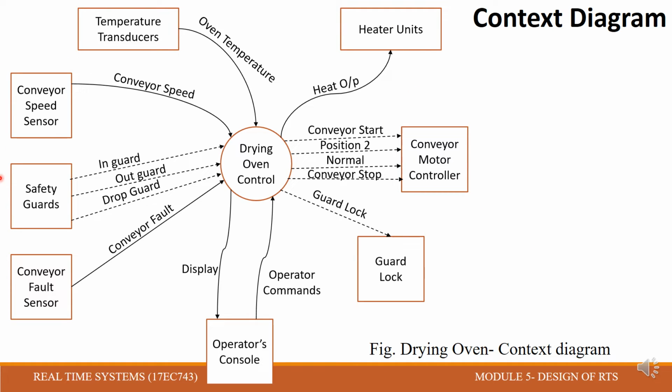The terminator blocks are entities that exist in the environment: temperature transducer, heater units, conveyor motor control, guard lock, operator console, conveyor fault sensor, safety guards, and speed sensors. All these, represented in rectangular boxes, are terminator blocks. The system that we are going to build is represented in a single bubble. I repeat, the system that we are going to build is represented in a single bubble.